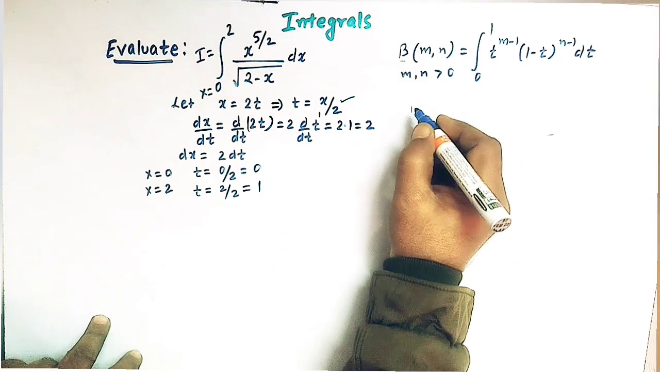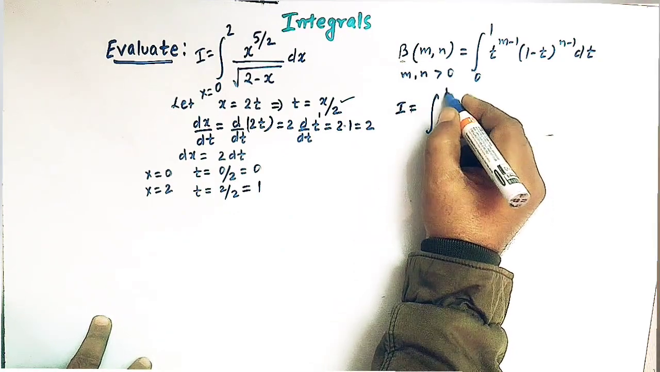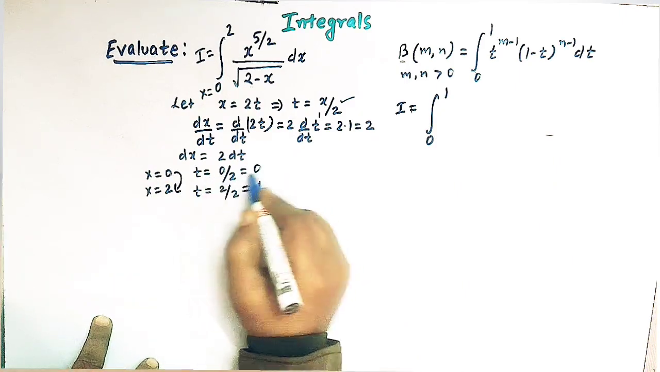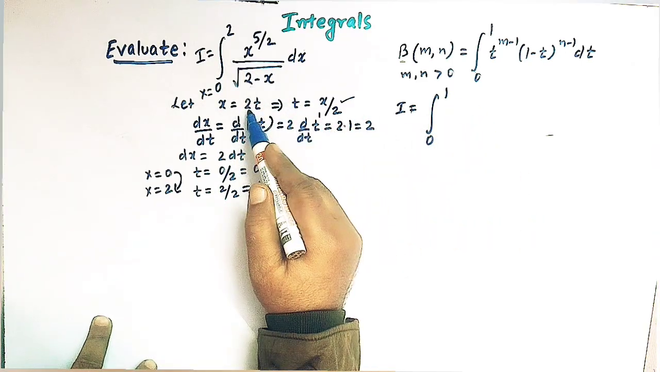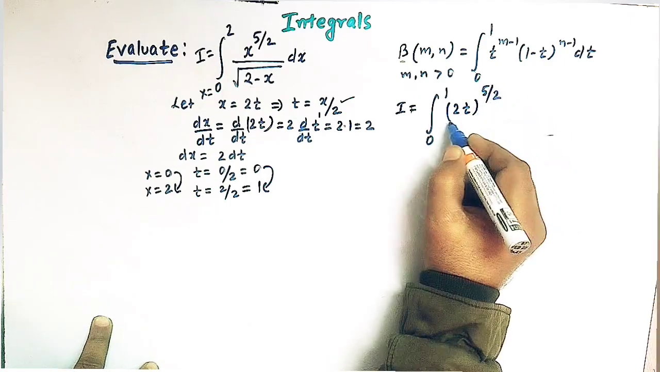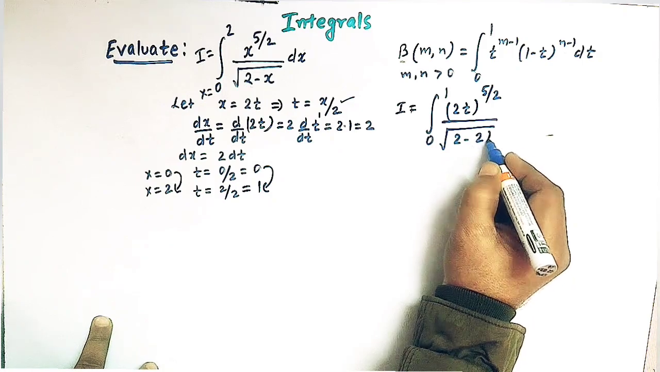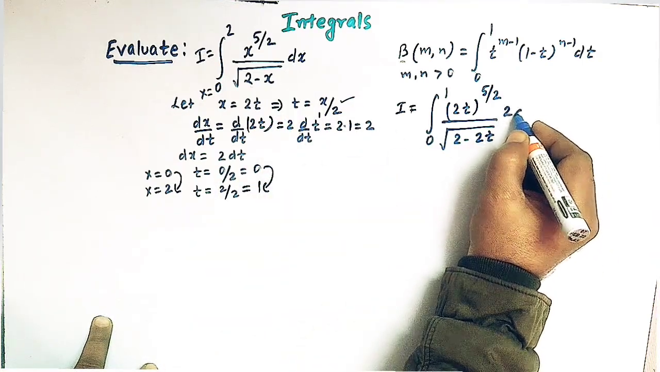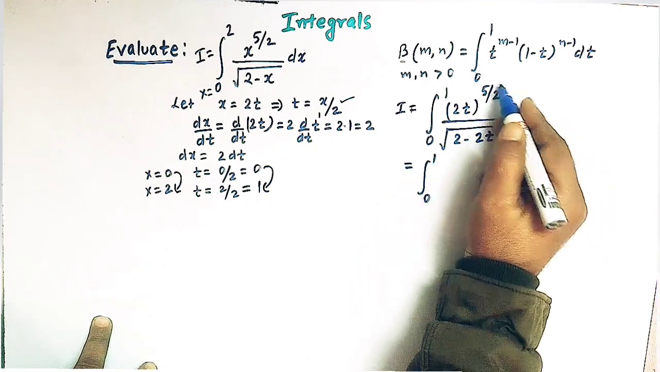So now we can write the integral I as 0 to 1, and here when x changes from 0 to 2, t goes from 0 to 1, and for x we can write 2t. So we have (2t) raised to 5 over 2 divided by square root of 2 minus 2t, and here we have for dx we can write 2 dt.